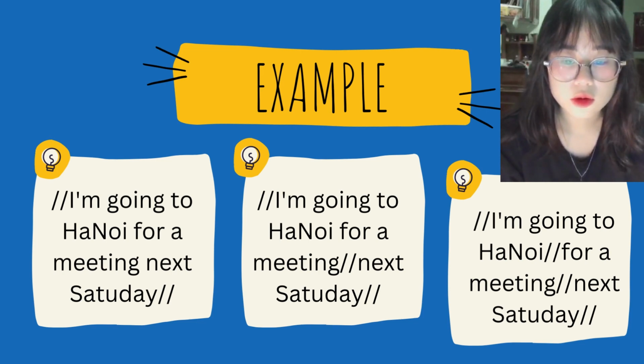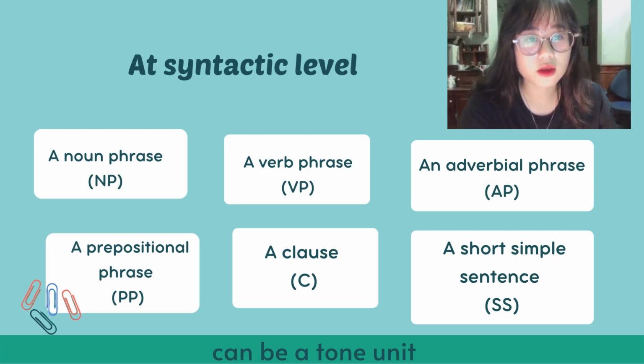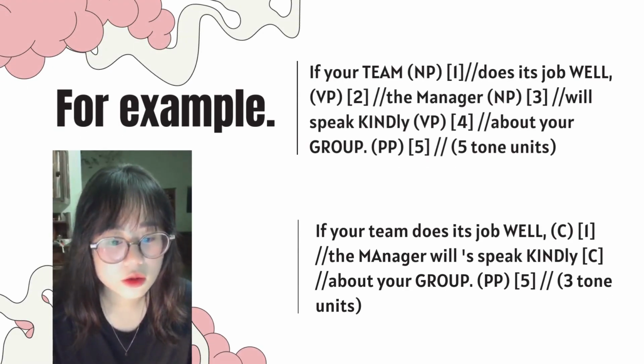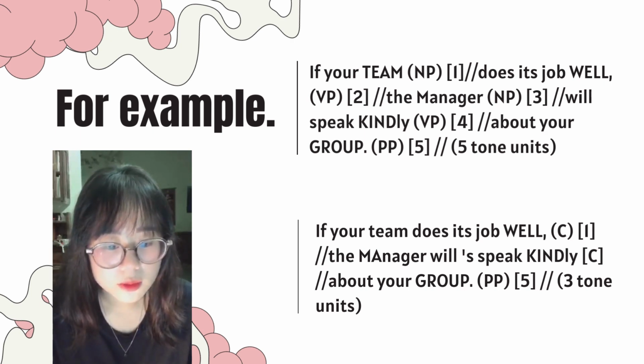For example, I'm going to Hanoi for a meeting next Saturday. I'm going to Hanoi for a meeting next Saturday. I'm going to Hanoi for a meeting next Saturday. At syntactic level, a noun phrase, a verb phrase, a prepositional phrase, a clause, or a sentence can be a tone unit. For example, if you think there is a problem, the manager will speak kindly about the group. If you think there is a problem, the manager will speak kindly about the group.